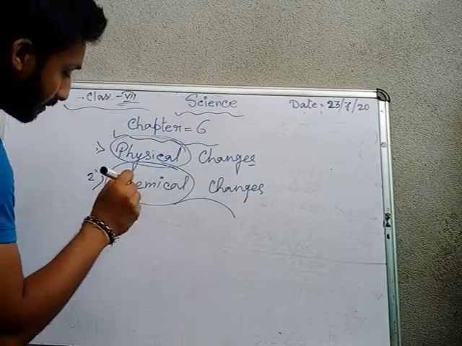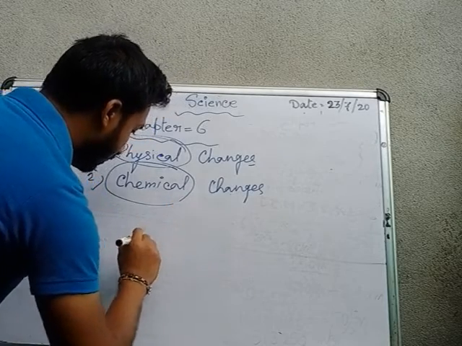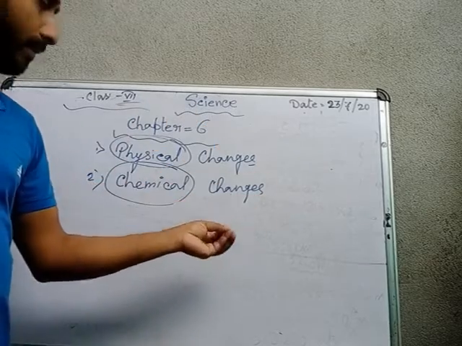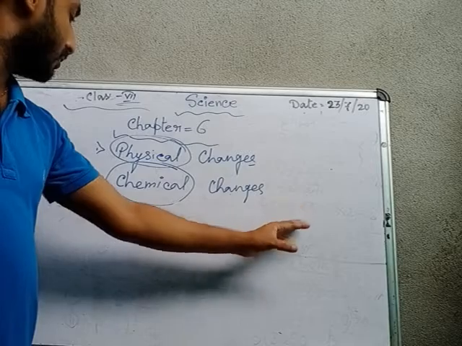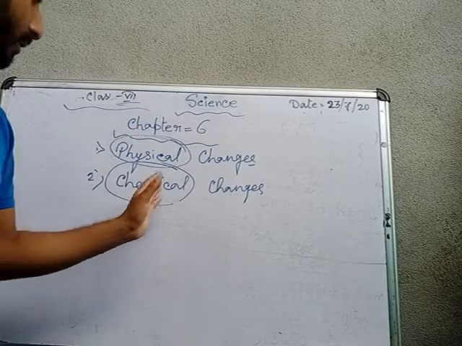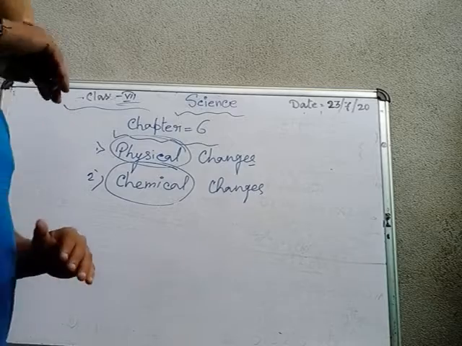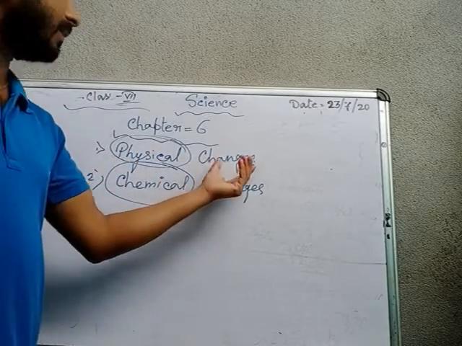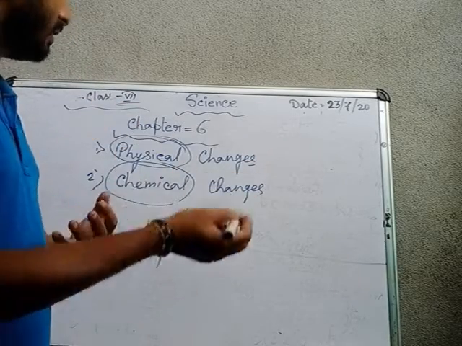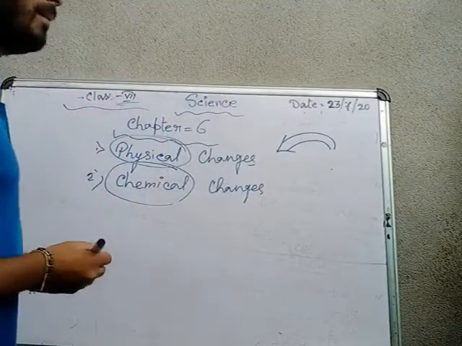That means, suppose it is milk. If we add some acid, it will change into curd. So it is not possible to get it back. That means it is a chemical change. That means chemical changes are permanent changes. A physical change means it is a temporary change. That means the substance is changed temporarily. That means we can come back to it again.